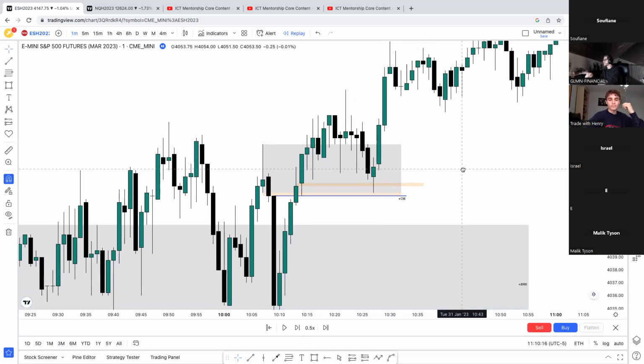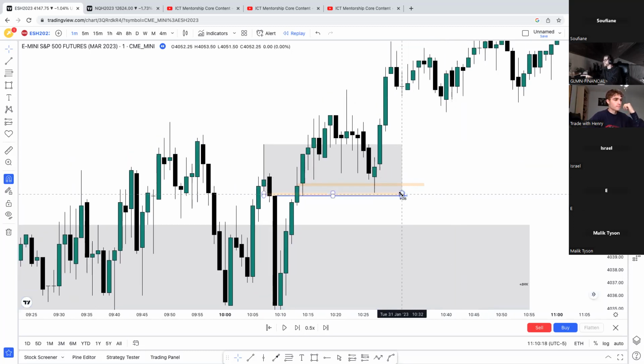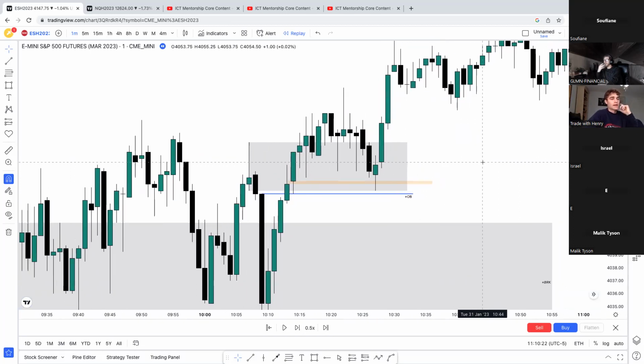Irvin did say he had a question. He said, in your studies for the breaker, where is the most sensitive part, the wick or the body of the candle? I don't think it matters.